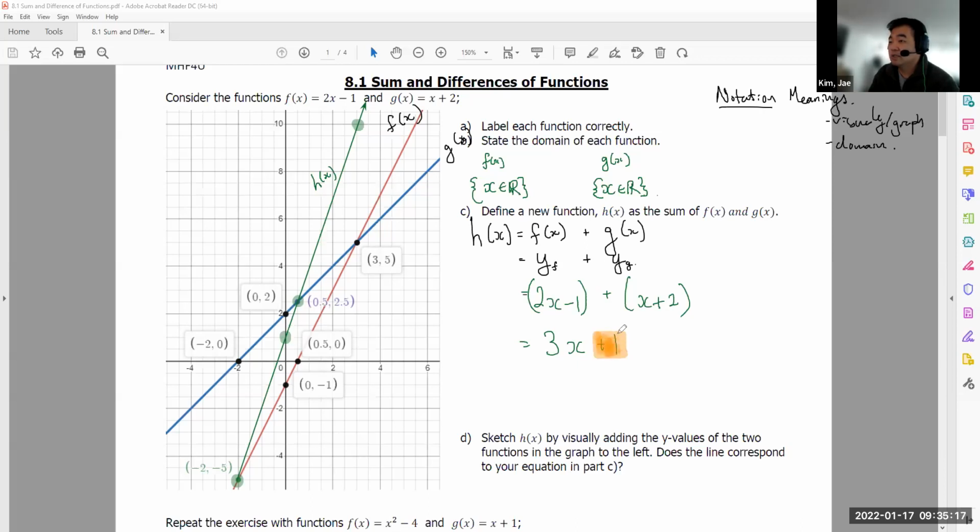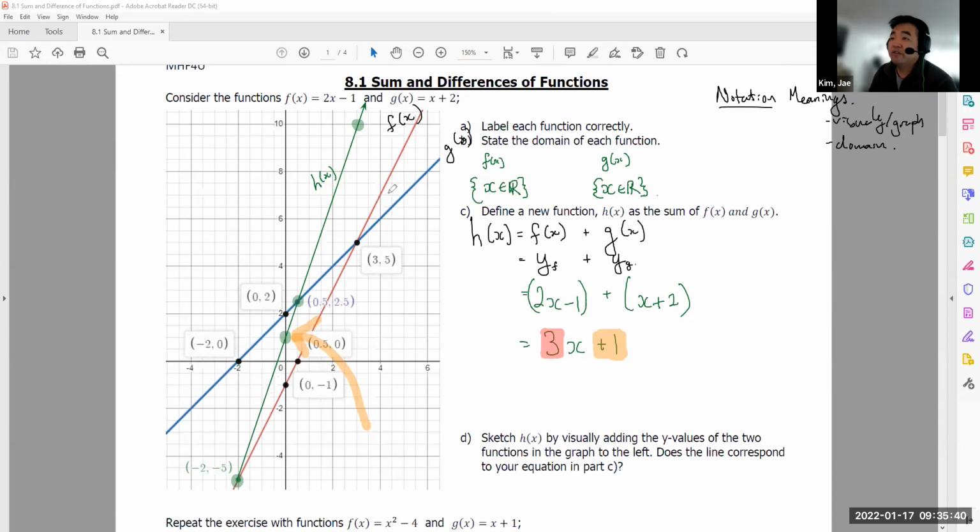My h of x says it is a linear function with the form mx plus b. My y value should be a positive 1. Is that right? Yes, it is. I also know that my slope is supposed to be a 3. Now, even without calculating, does it look correct? Yes. How do I know?